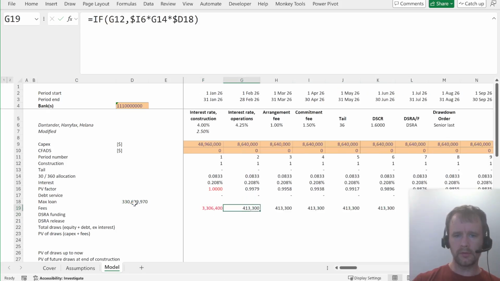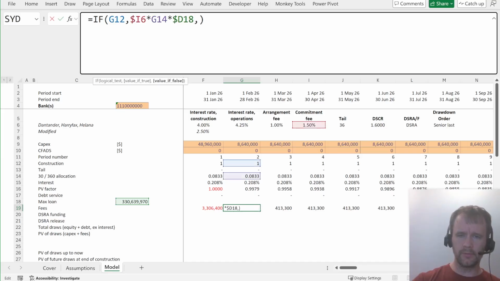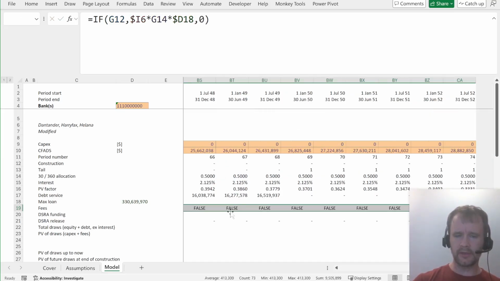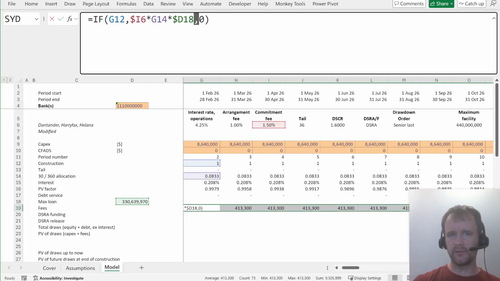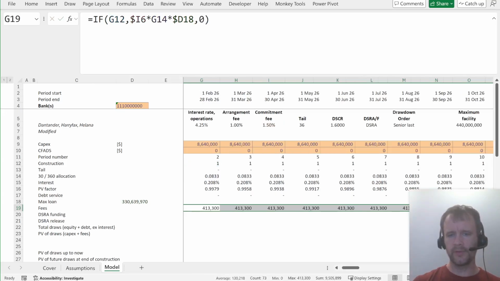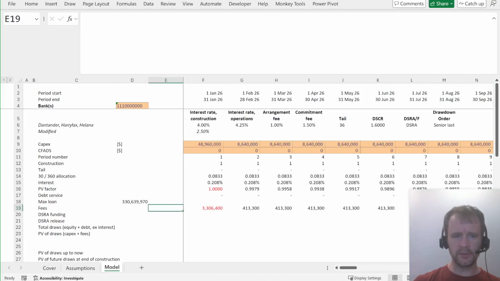I'll copy that across. Oh, sorry. Otherwise 0. So when you see a false appear like that, that's just the default value of an if you haven't told it what to do if false. So that just means we need to put in otherwise 0.